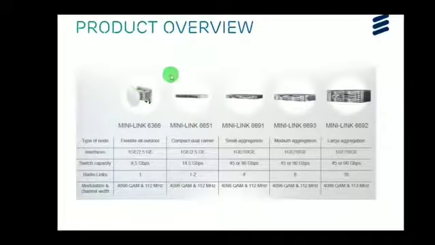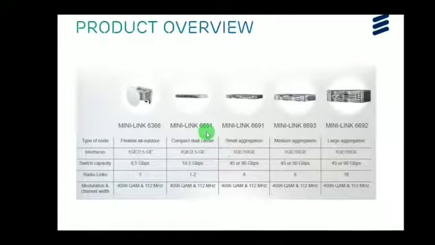This is a product overview of the 6600 series. We start with Minilink 6366, Minilink 6651, Minilink 6691, 6693 and 6692. These are the pictures of the following units. Let's suppose 6366: it has 1 gigabit Ethernet and 2.5 gigabit Ethernet interfaces. Its switch capacity is 9.5 Gbps and it supports 1 radio link. The modulation and channel bandwidth schemes are 4096 QAM, that is quadrature amplitude modulation, and 112 MHz as a bandwidth.